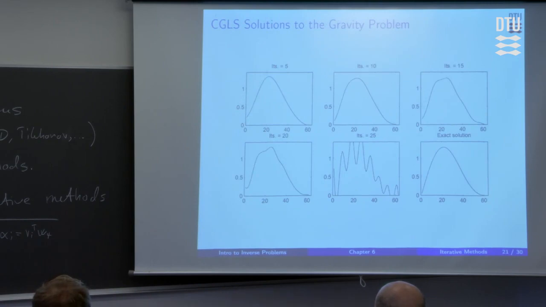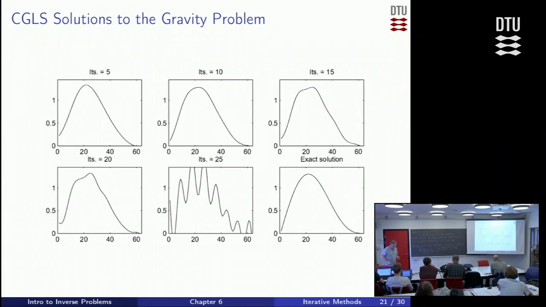The next few slides are just an illustration of that point. This is the gravity test problem from regularization tools, and I do more and more CGLS iterations. You can see the exact solution in the bottom right corner, and we get better and better approximations until eventually the noise starts to take over. In your exercises, you're going to be doing just that to convince yourself that this works.